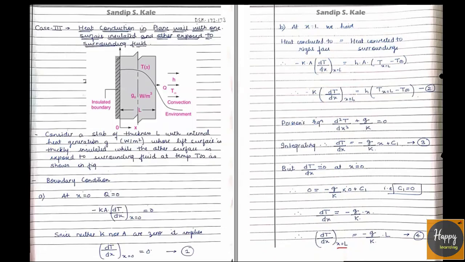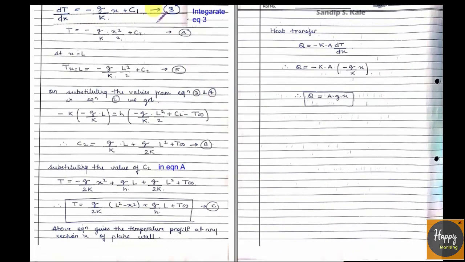Now the next point is, we will integrate the equation number 3. This is the equation number 3. We will again integrate it. So when we integrate it, you will get T is equal to minus g upon k x square by 2 plus C1 x plus C2. I have not written this C1 term. Why? Because the C1 value, all of you know, we have found out, and it is equal to 0. So you will get this equation. So this is equation number A.